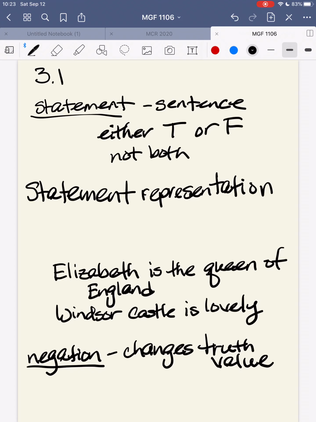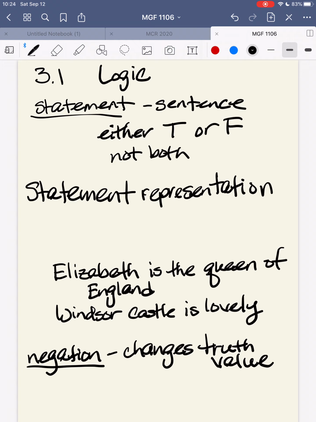Hello, welcome to 3.1. Chapter 3 is all about logic. We'll be talking about logic, logical symbolism, working our way into words and truth tables and all sorts of fun things in this chapter.